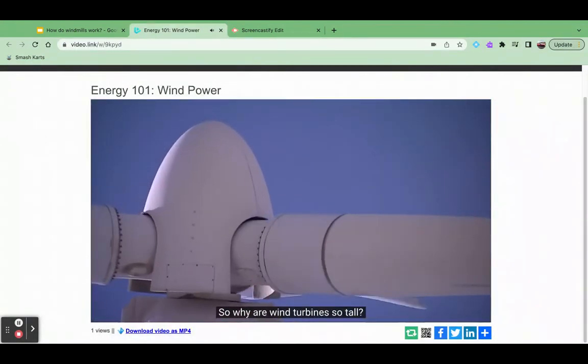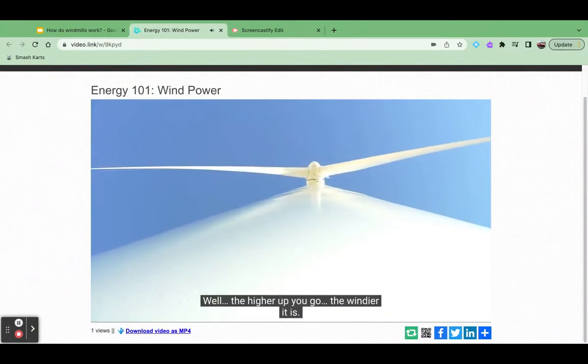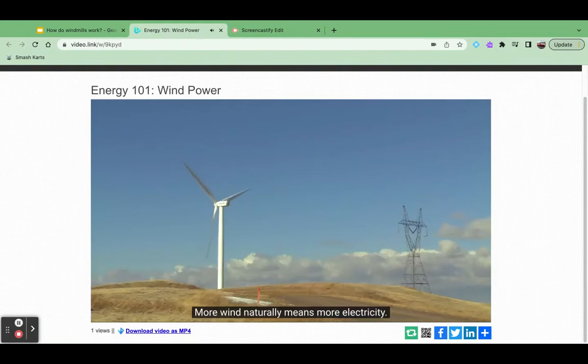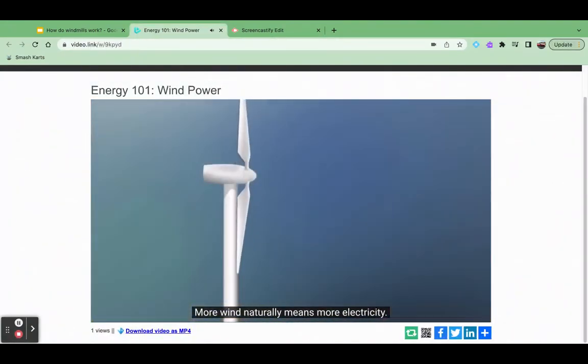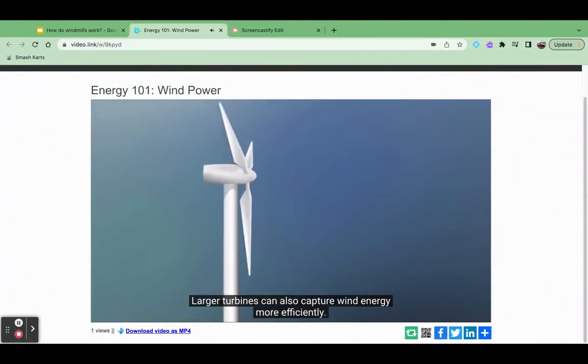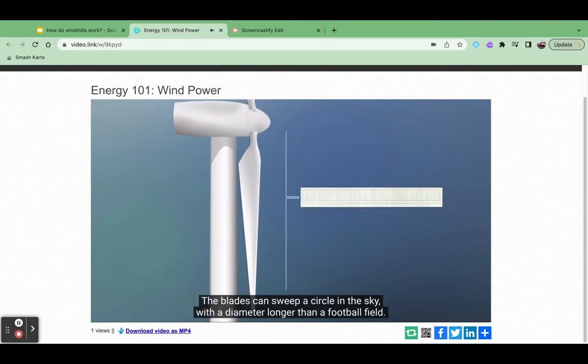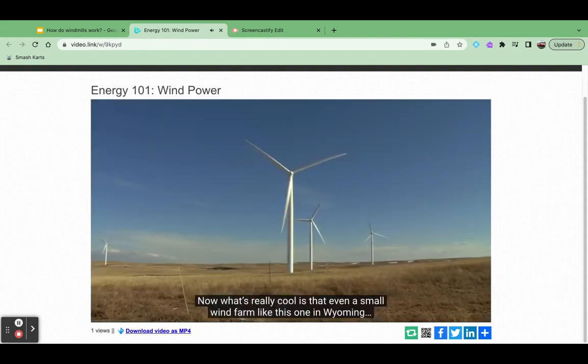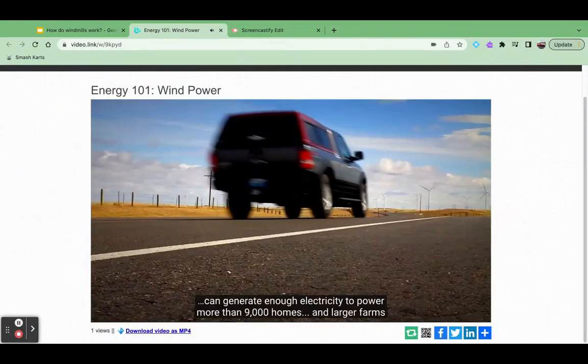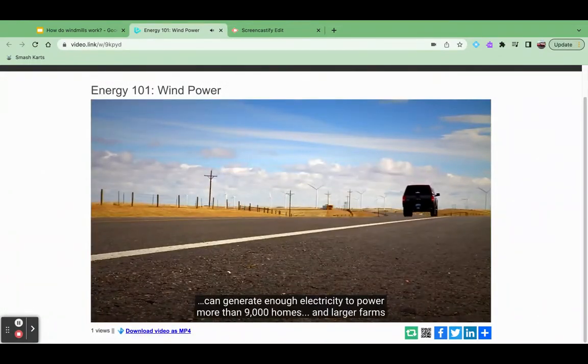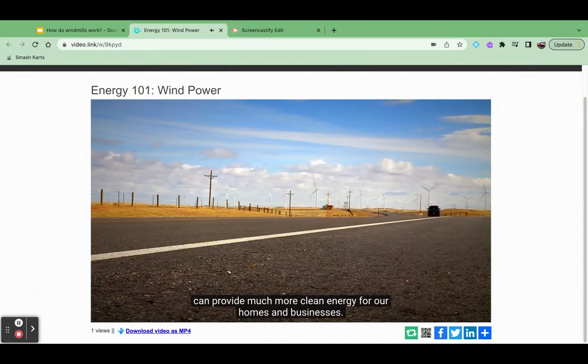So, why are wind turbines so tall? Well, the higher up you go, the windier it is. More wind naturally means more electricity. Larger turbines can also capture wind energy more efficiently. The blades can sweep a circle in the sky with a diameter longer than a football field. Now, what's really cool is that even a small wind farm, like this one in Wyoming, can generate enough electricity to power more than 9,000 homes. And larger farms can provide much more clean energy for our homes and businesses.